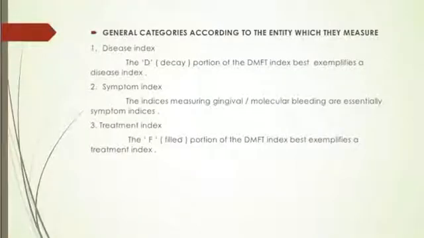Third, general categories according to the entity which they measure. There are three types: disease index, symptom index and treatment index. The DM portion of the DMFT index best exemplifies a disease index. Symptom index. The index measuring gingival or sulcular bleeding are essentially symptom index. Third, the treatment index. The F, filled portion of the DMFT index best exemplifies a treatment index.